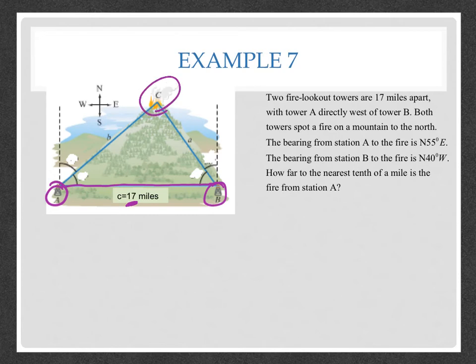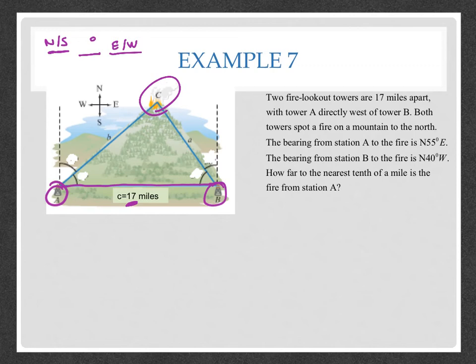We haven't talked about bearings yet this year. It says the bearing from station A to the fire is north 55 degrees east, and the bearing from station B to the fire is north 40 degrees west. So bearings have 3 parts. The first is going to be a north or a south. Then you've got your degree measurement, and then you've got your east or your west. So a bearing has angle measurements and also direction.